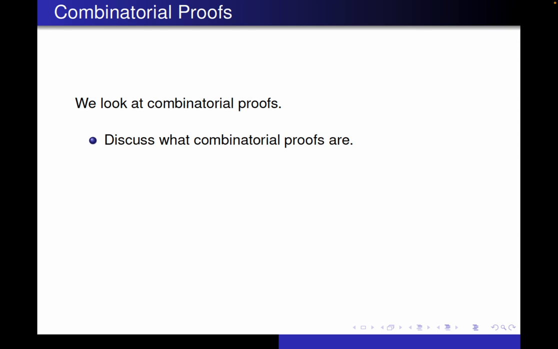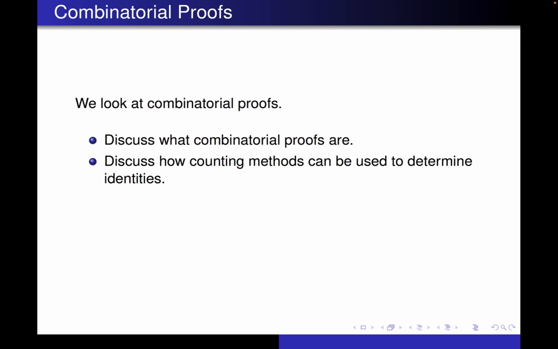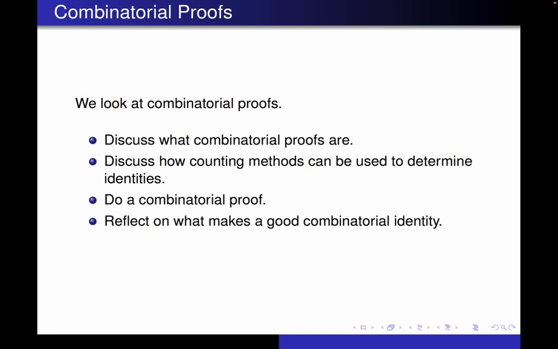In this video, we are going to put our counting techniques to work in what are called combinatorial proofs. First, we're going to discuss what combinatorial proofs are. We're going to discuss how counting methods can be used to determine what are called identities. Then we're going to do a combinatorial proof. And in the end, we're going to reflect on what makes a good combinatorial identity.